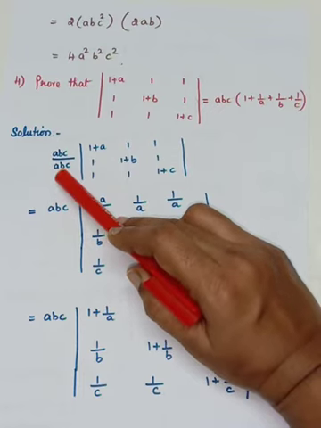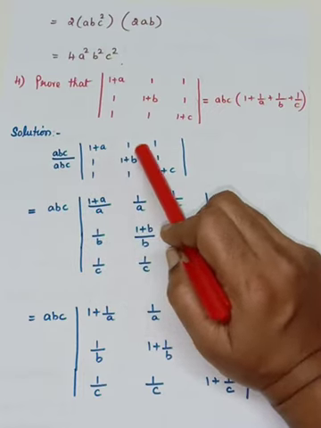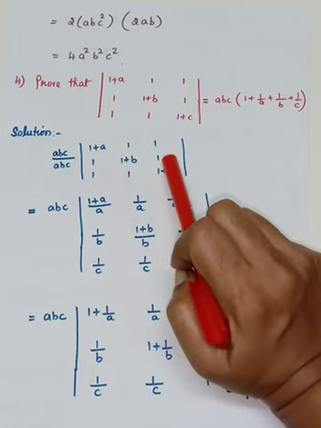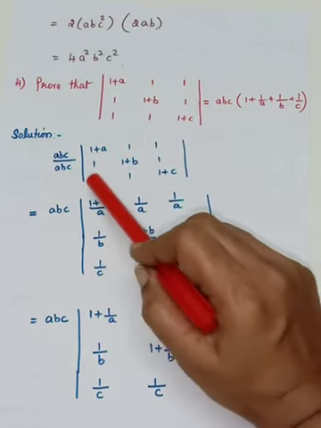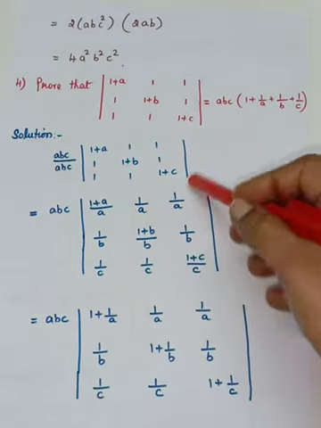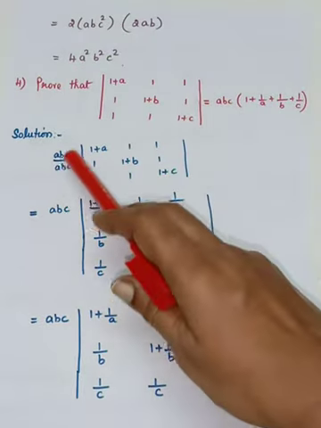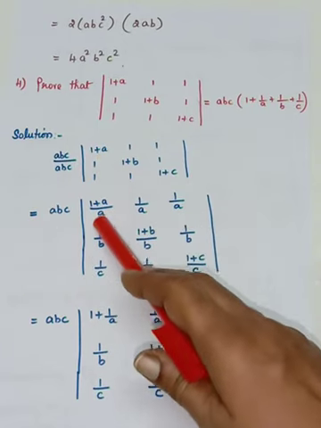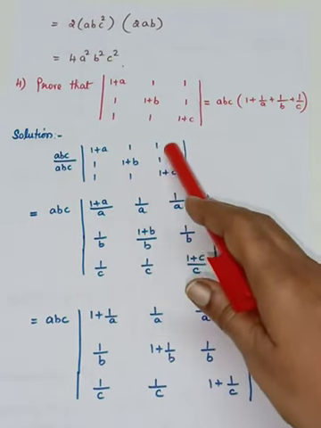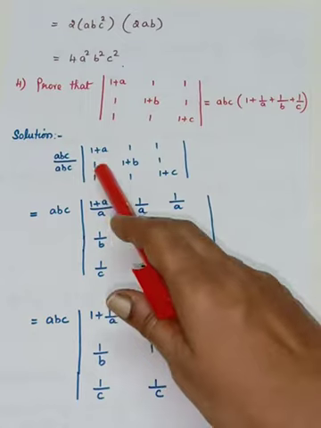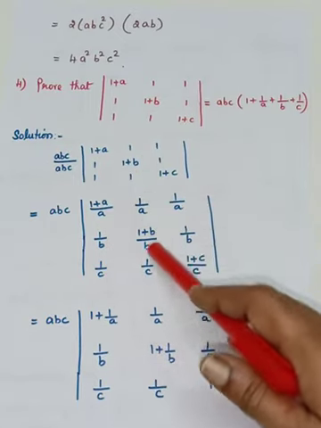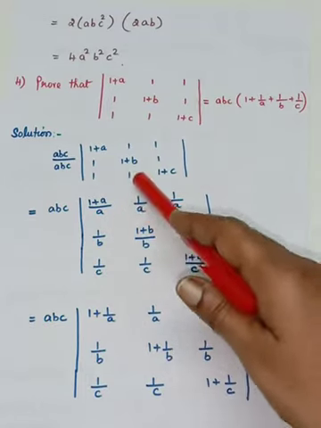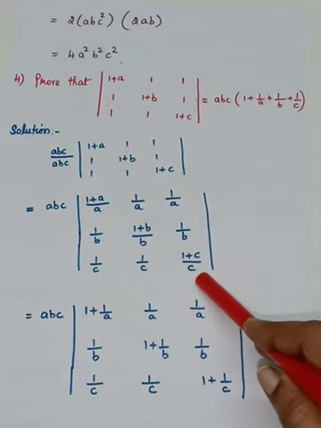So the 1 by A has to be multiplied with the R1, and 1 by B has to be multiplied with R2, and take 1 by C and multiply with R3. Okay, about the numerator ABC you will have, you see now 1 plus A by A, 1 by A, 1 by A. In the same way 1 by B, 1 plus B by B and 1 by B. Next one 1 by C, 1 by C, 1 plus C by C.